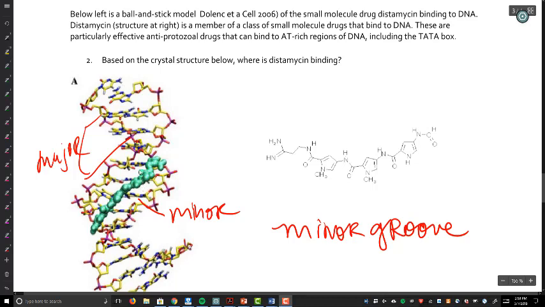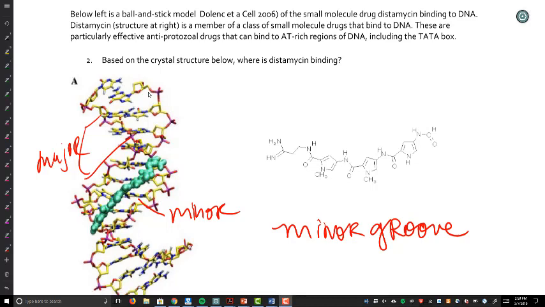But distamycin is binding to the minor groove. So that's the part where the backbones are closer together. And the major groove would be up here. Again, you can't see it so well because it's partially cut off, but on this segment of the DNA up at the top, the backbones are further away from each other, so that would be the major groove.